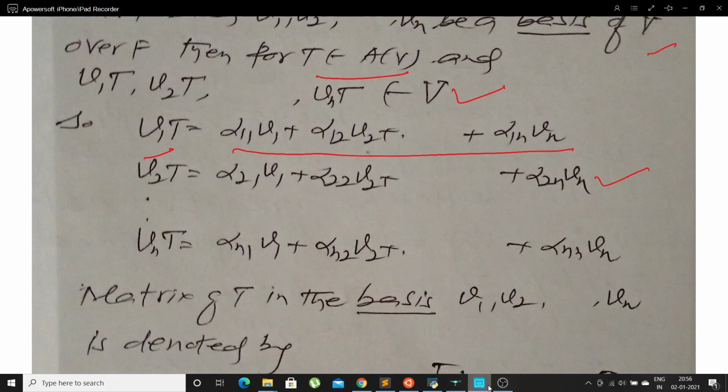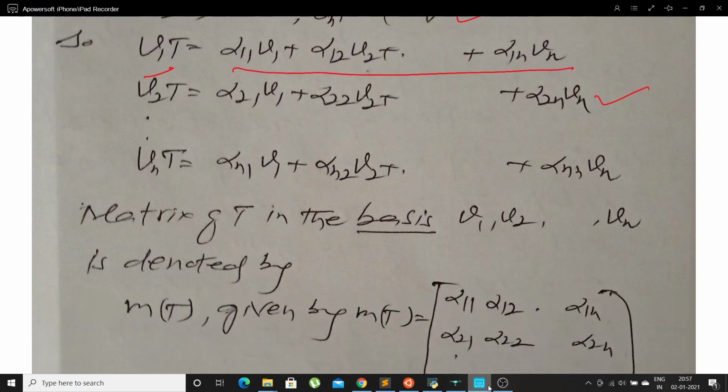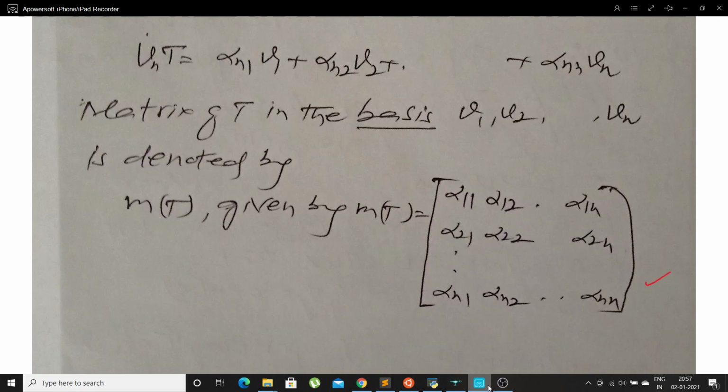Writing this in matrix form, that means taking the coefficients of v1 in the first column, coefficients of v2 in the second column, coefficients of vn in the last column, we get a matrix of this nature. We denote it by m(T), the matrix of T, where T belongs to the subalgebra A(V). Using this matrix, we can prove some important results.